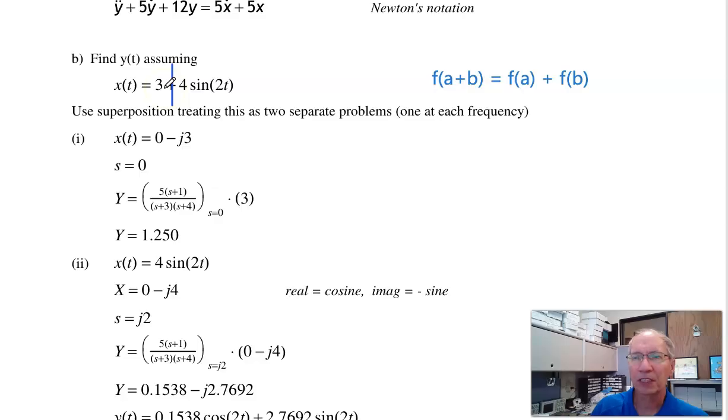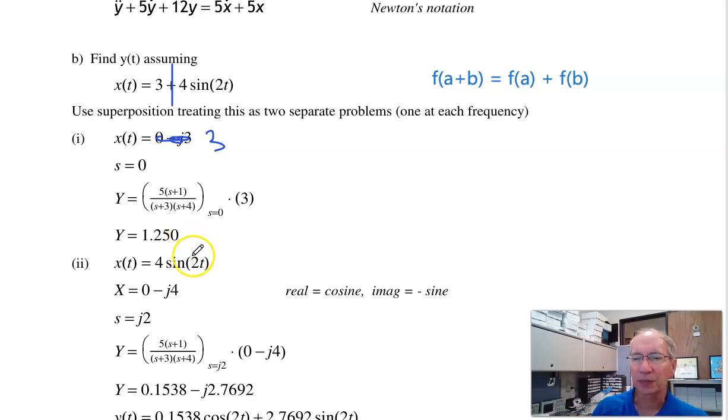If x of t is 3, then the phasor representation for 3 is just 3. S is 0. Everything is cosine omega t. 0, constant, is like cosine of 0t. Cosine of 0 is 1. So this is the gain everywhere. All I care about is what's the gain at s equals 0, times the input at s equals 0, to get a number. That is y of t at dc.